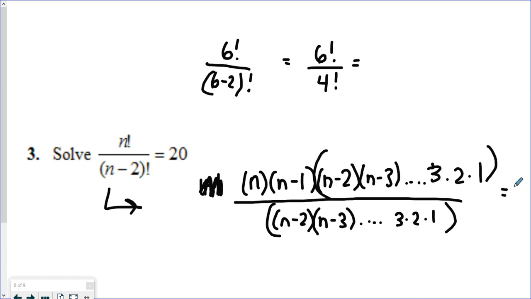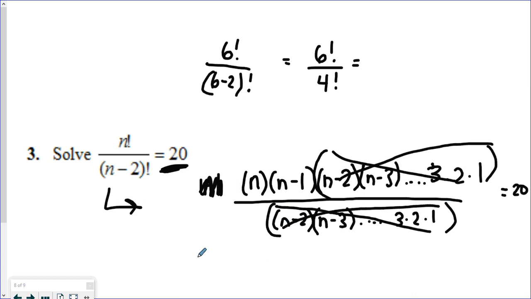So here we see we have the same factor of n minus 2 factorial in both my numerator and my denominator. I'm just going to write over here equals 20 because I don't want that to disappear. This is an equation. So now this and this can cancel out, and we're now left with n times n minus 1 is equal to 20.